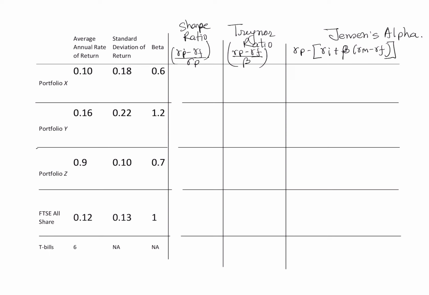Now, let's look into portfolio X. What do we have? In portfolio X, we get Rp, which is 0.10. This is Rp, this is sigma p, and this is the beta. So we've got 0.10 minus Rf. Rf is 6%, so 0.06, divided by sigma p, which is 0.18. And if we do this math, we get 0.22.